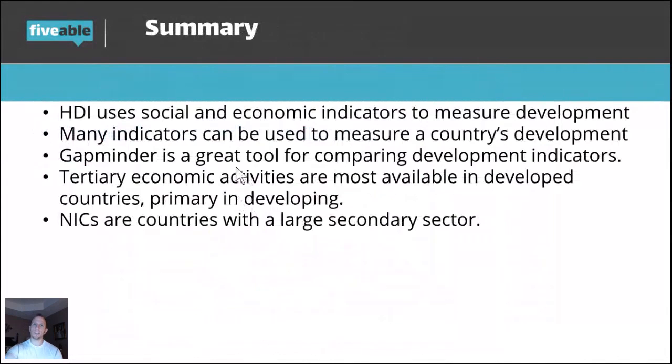So in summary, we talked about HDI. We looked at the different indicators that are part of that measure of development. We looked at how many different indicators, from the amount of people who play video games to traffic between countries on airways, are going to all be examples of a country's development. Gapminder is an awesome tool for comparing these things. Tertiary economic activities are going to be most available in developed countries, and primary is mostly done in some of the poorest countries on earth today. And NICs, I finished up with that. NICs are countries with a large secondary manufacturing sector. They're kind of right in the middle between developed and developing. They're almost there, or at least they're closer along that continuum.